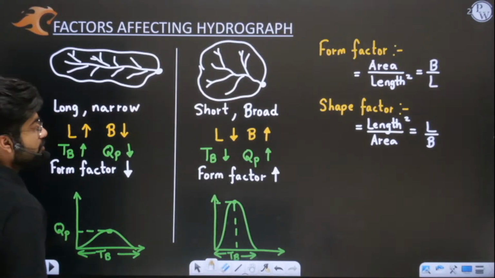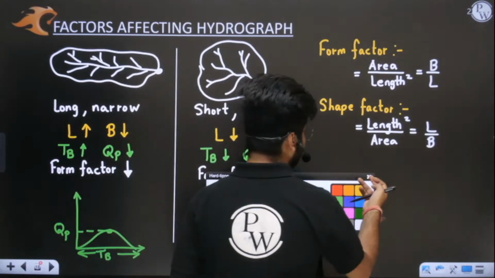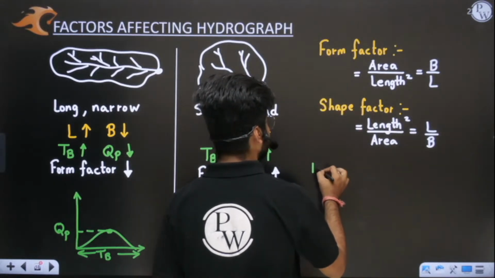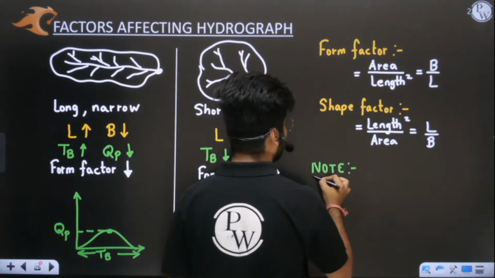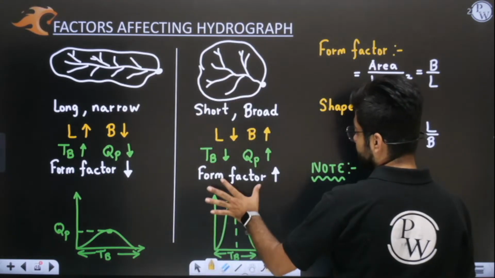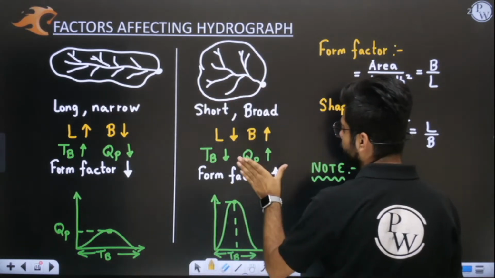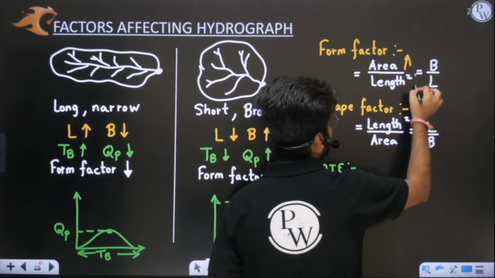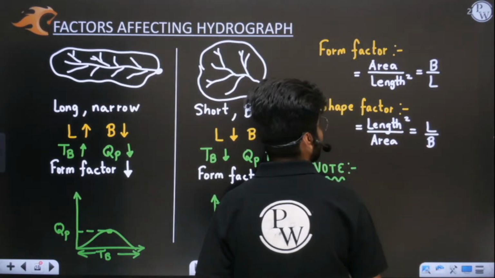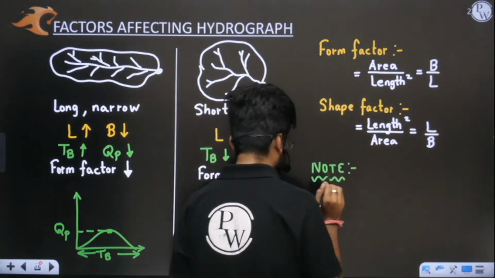Now what is the significance of form factor? You need to understand one point. We have to make a note here. Listen very carefully. Note down one point. If form factor increases, all the water will quickly reach the outlet. If we have more width as compared to length, that is, length is less and width is more, then water will quickly drain off. I will write this point.